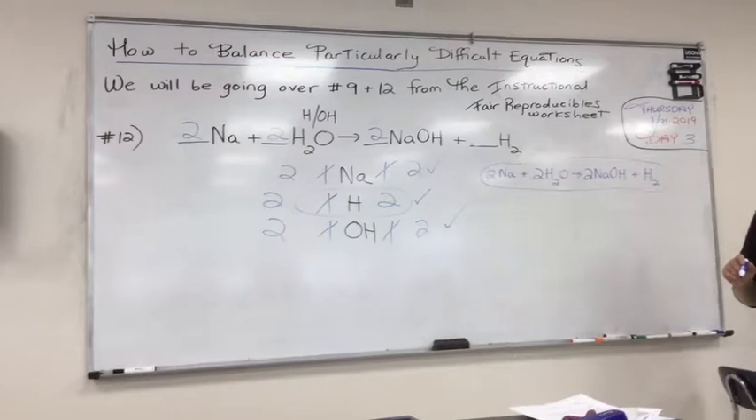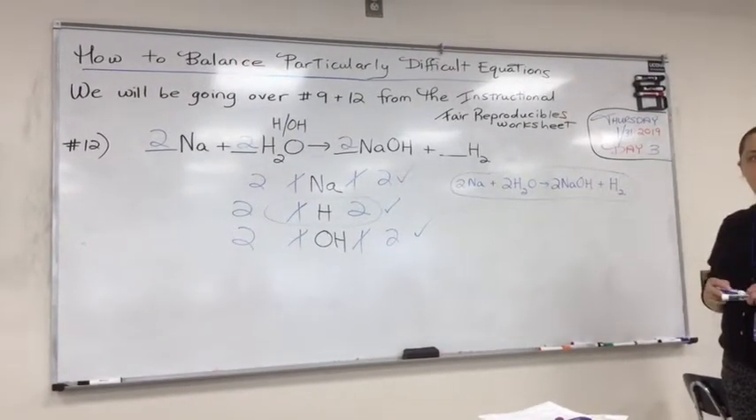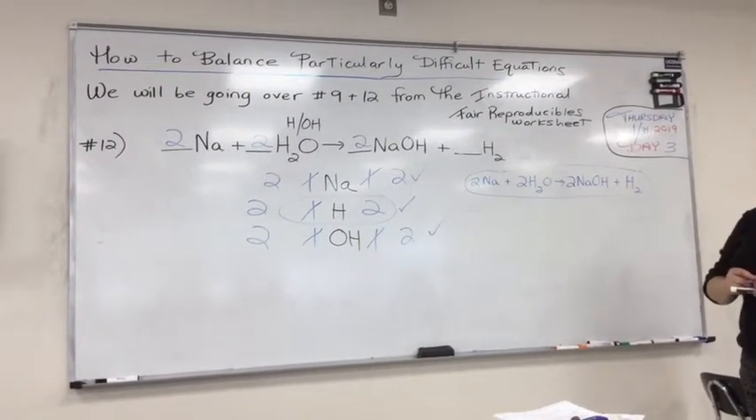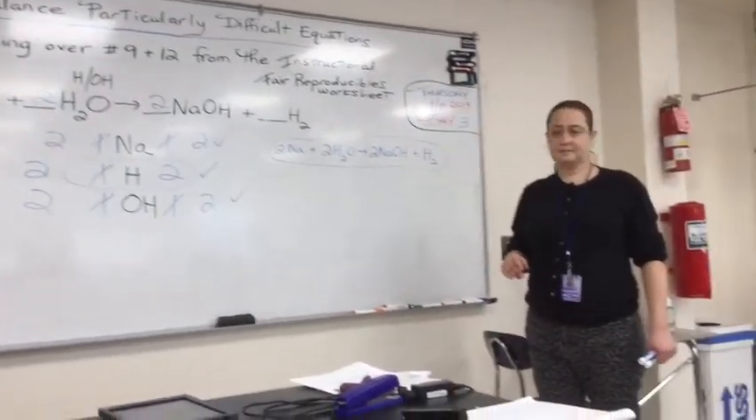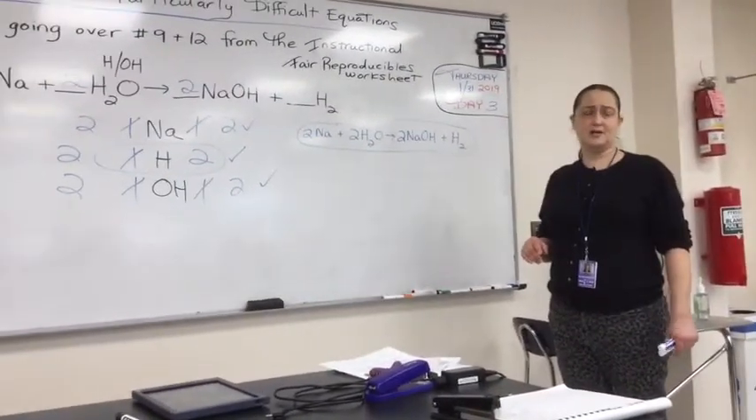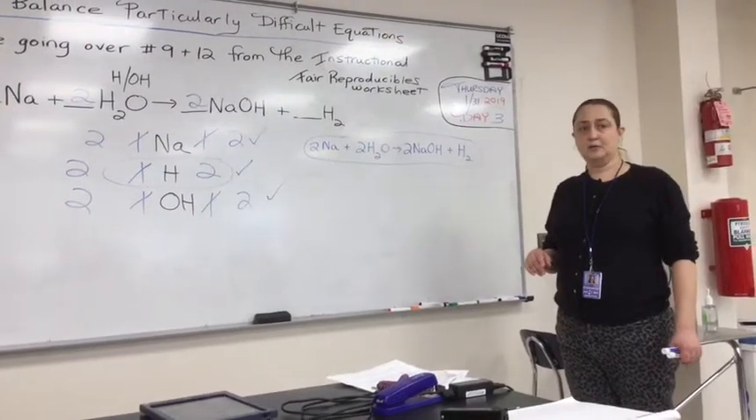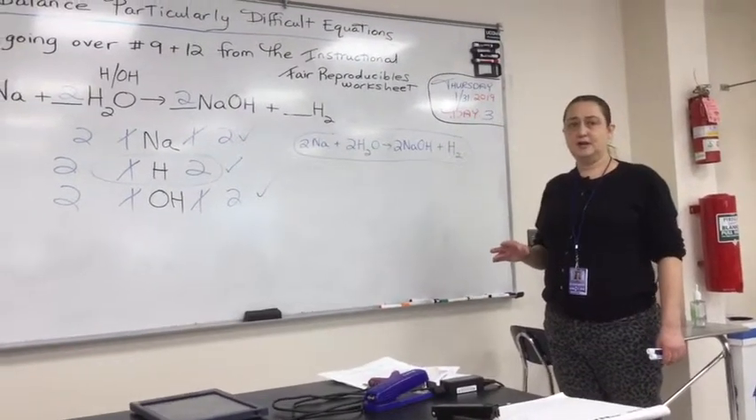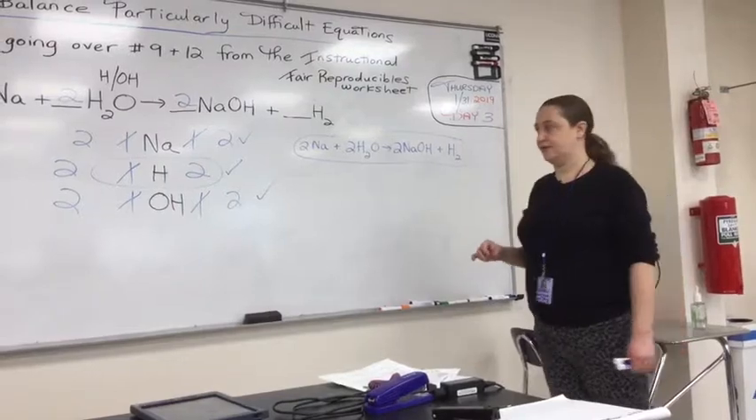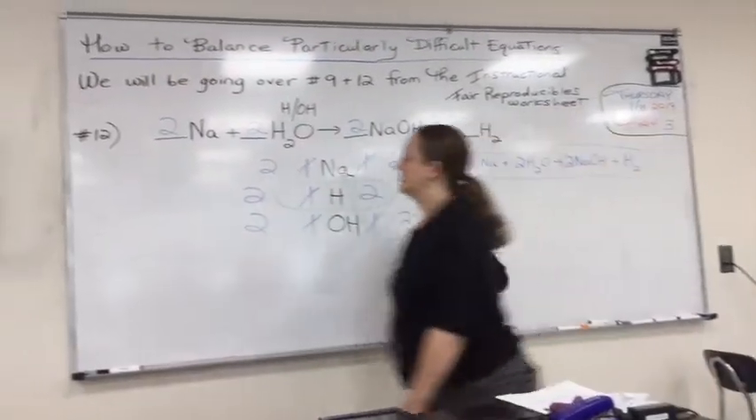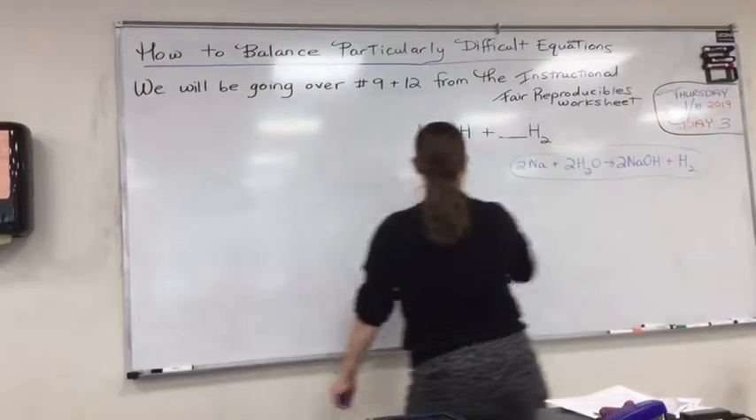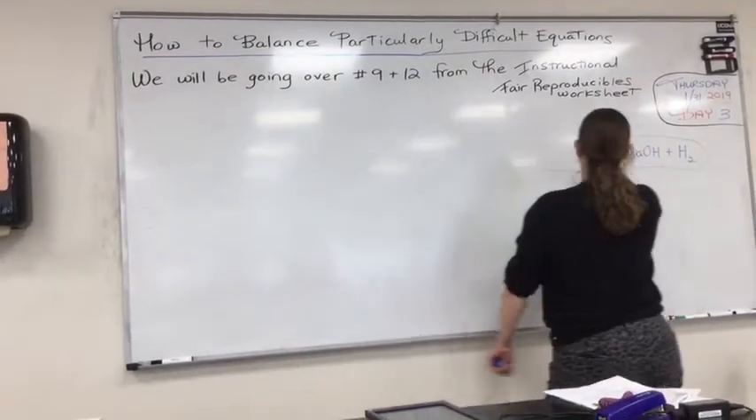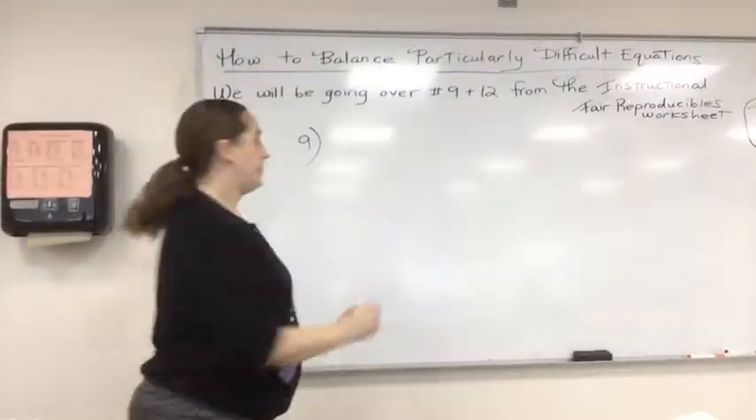Okay, hopefully everybody has that one because next I'm going to put up number 9, which was the hardest one on the sheet. Some of you did get this through trial and error. Number 9 is a carbon, hydrogen, oxygen one. And when we do one with carbon, hydrogen, and oxygen, you want to balance carbon and hydrogen first and oxygen last. So let me get that up here, and we'll see if a few of you were able to figure this one out.